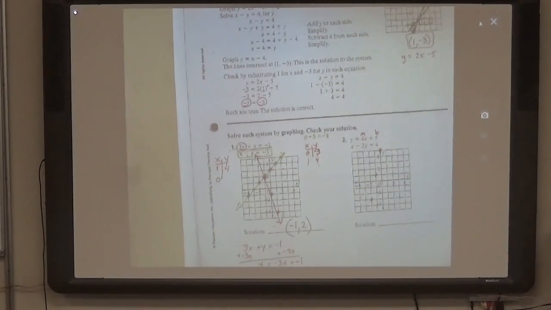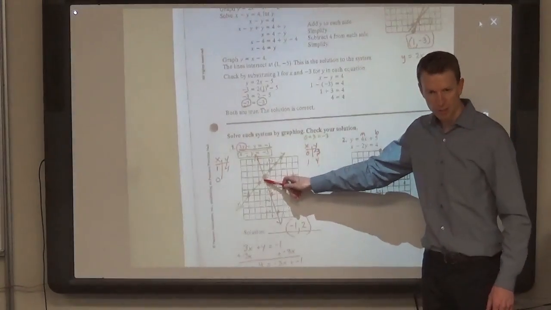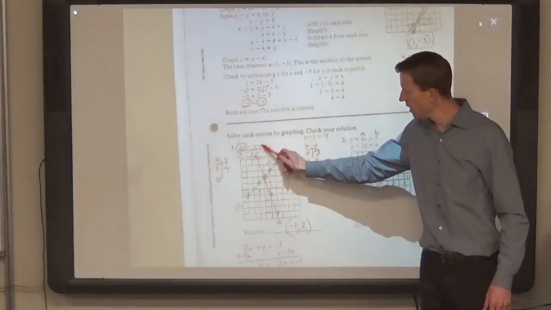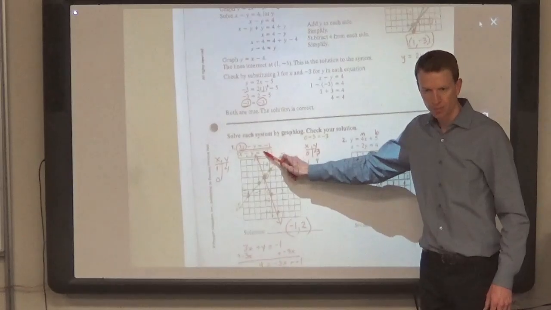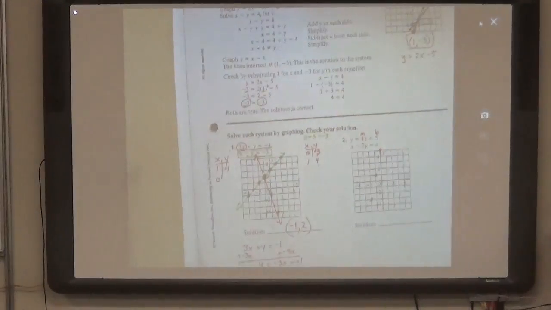So, this is for number 1, but no matter what you do for x and y, the lines always stay crossing. It's not always going to cross at the same point. Nope. Well, these two equations will always have the same solution. This is the one solution for these two equations. That's the one set of points that work for both. Okay?